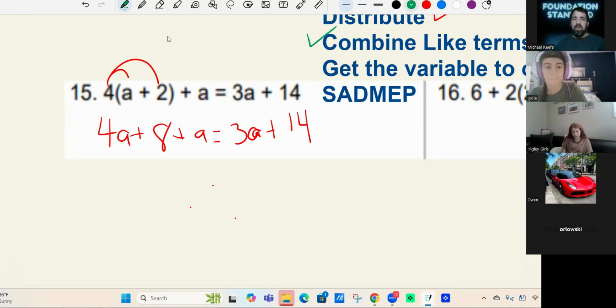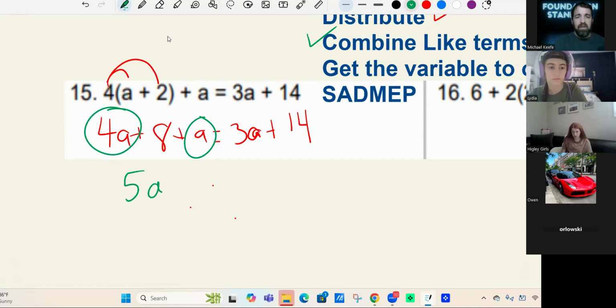That is something we need to do because on the left side of that equation, we have 4a and we have a. It's like adding apples to apples. Those are like terms. 4a plus a is 5a. And we're just doing that one step. I combine the like terms. On the right-hand side, 3a plus 14, they're not like, so I'm not going to worry about those. But I'll bring down everything else, and then I'll bring down 3a plus 14.